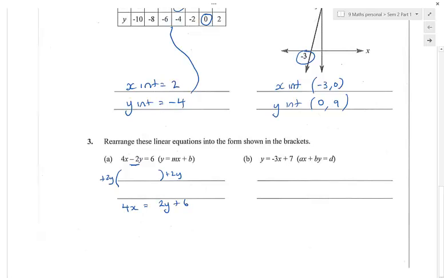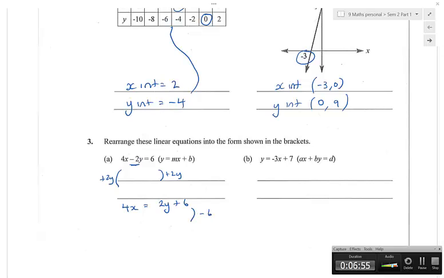Okay, so now what do we do? Everything that's y, keep that as y, but the plus 6, we've got to deal with that, don't we? So we're going to subtract 6 from both sides. Very good. So what we're left with is 4x minus 6 is equal to 2y.